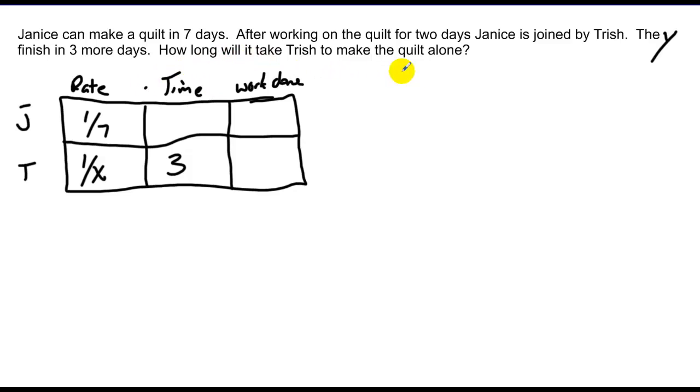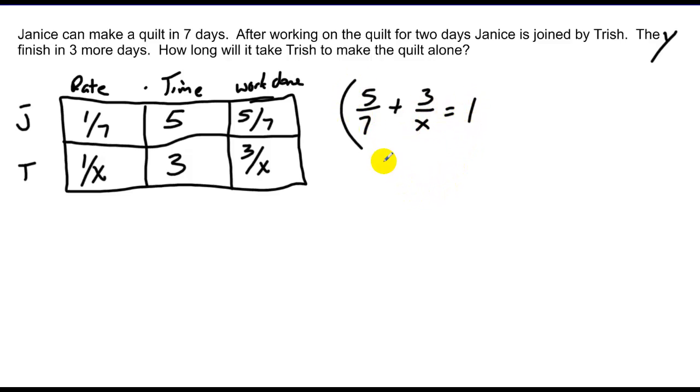And Janice actually works more than 3 days because she's already started 2 days ahead of time, so her time is 5 days. And then they'll finish the job after all that time has transpired. So we multiply across, we get 5/7 for Janice, 3 over x for Trish, add the 2 up, 5/7 plus 3 over x is equal to the whole job being done.